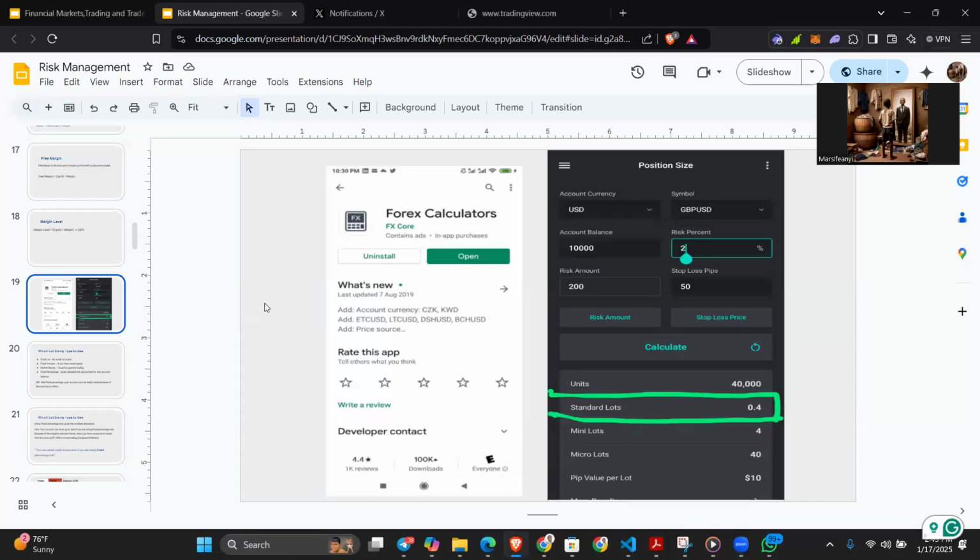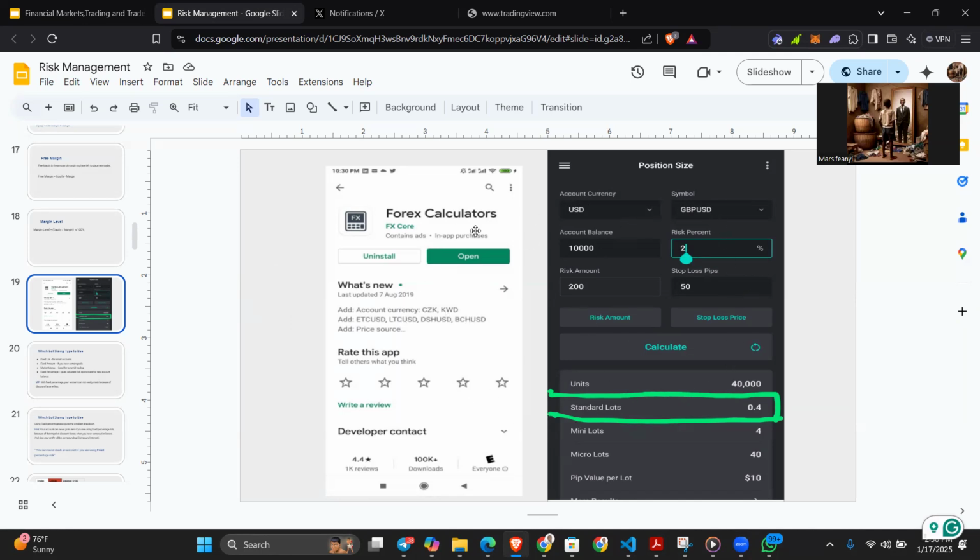Now, like I said earlier, there are so many calculators out there that are going to help you do your position sizing very well. So we have the Forex calculator, we have the Nash Market. I will be showing you from my tablet, walking you through how you do this.